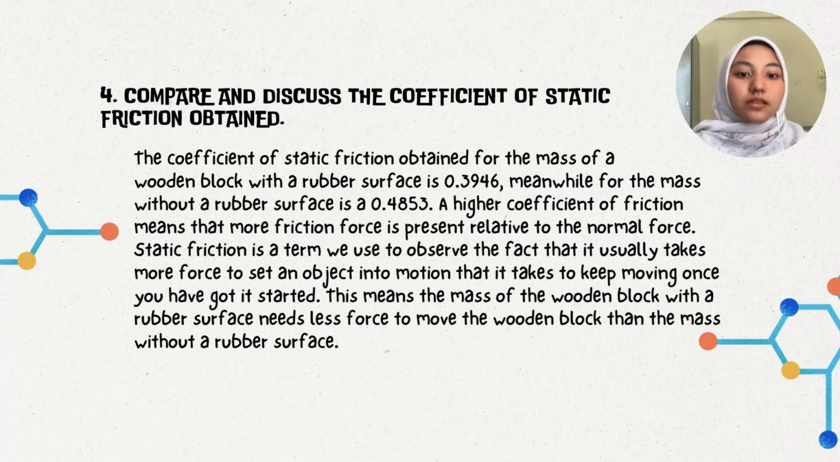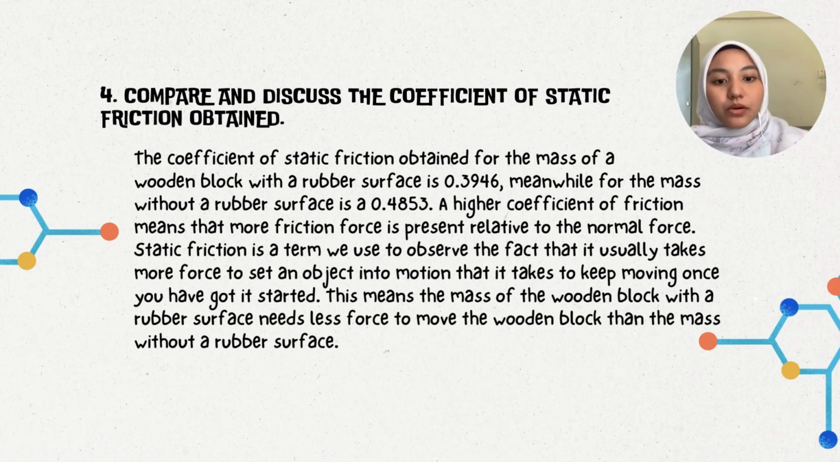The coefficient of static friction obtained for the wooden block with a rubber surface is 0.3946. Meanwhile, for the wooden block without a rubber surface it is 0.4853. A higher coefficient of friction means that more friction force is present relative to the normal force.